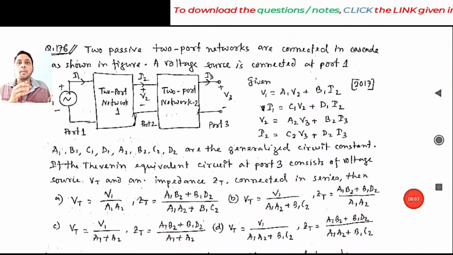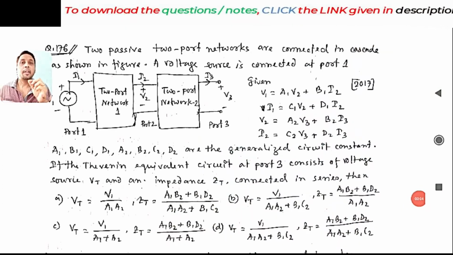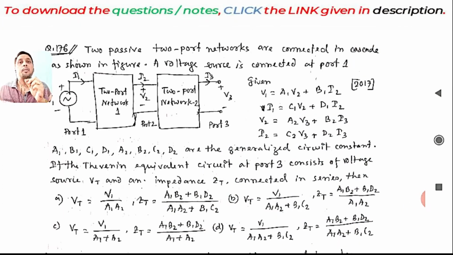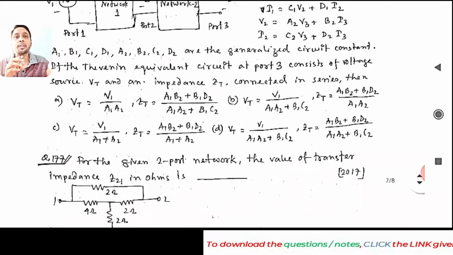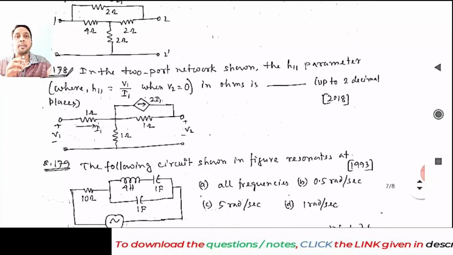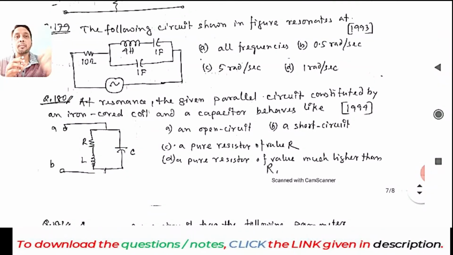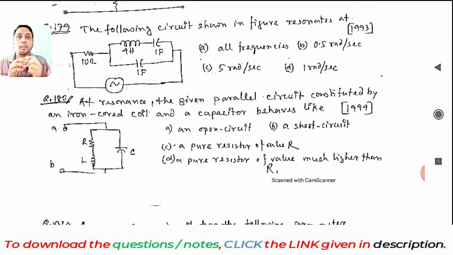Okay students, welcome you all to this new lecture on the GATE electrical circuit series. Today we will be solving five questions from question number 176 onwards: 176, 177, 178, 179 and up to 180. Some of the questions today also start from resonance. Okay, then let's try to solve these questions.